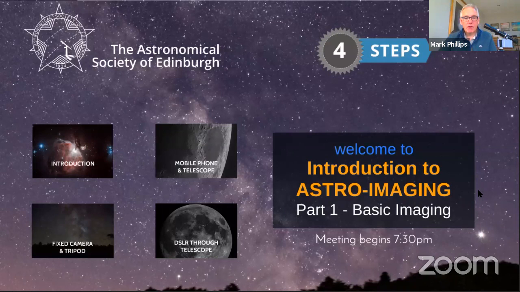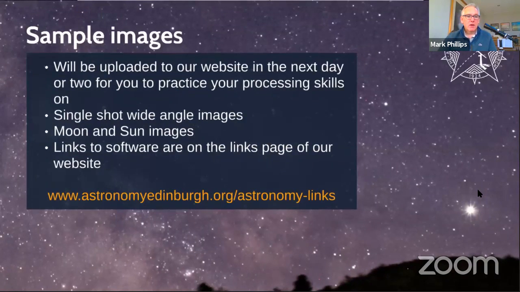And I think that was our little presentation tonight. What we will do over the next day or two, we will upload some sample images, some raw images that you can actually work with yourselves. You can download some of the free software and give it a shot yourself. We'll put some single wide angle shots like you saw of Andrew's. I'll put some moon and sun images up there. And there are links to software on our website, on the Astronomy links page, so you can find a way to download this software. The best way to get into it is to just try it out, and these images are a good way of doing it, really.